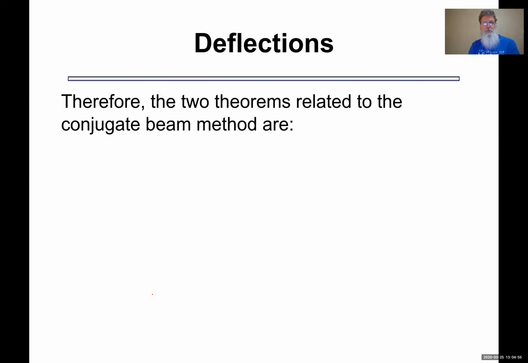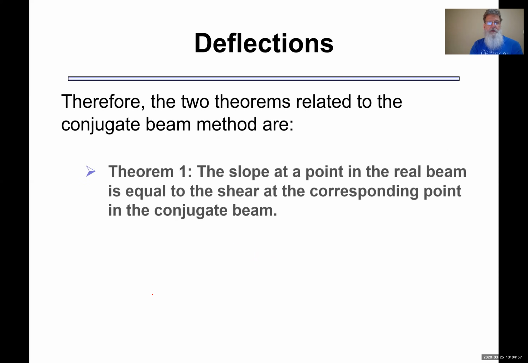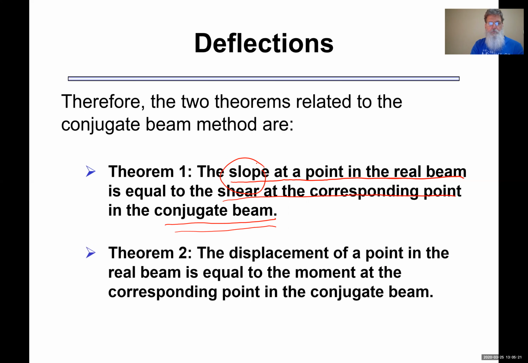So the two theorems are, one, that slope at any point in the real beam will correspond to the shear in the conjugate beam. So we get all into conjugate space and we do our work in finding shear and moment in the conjugate beam. That will map back to slope in the real beam. And then when we find moment in the conjugate beam, that will map back to displacement in the real beam.